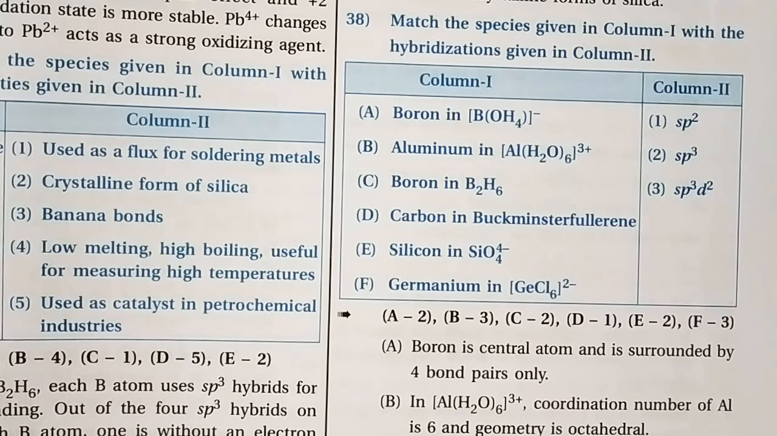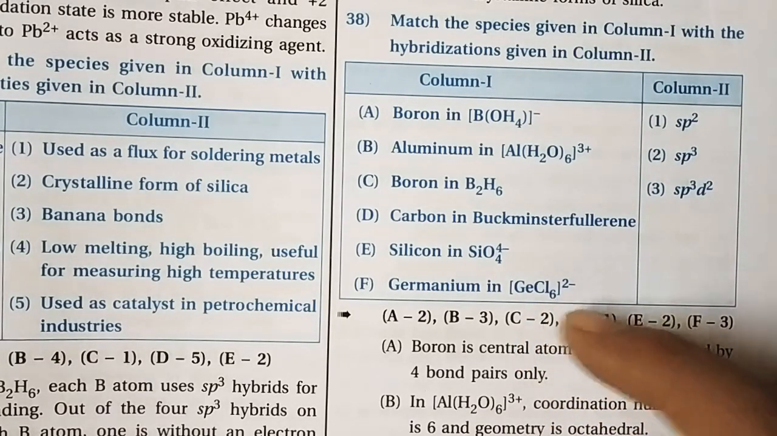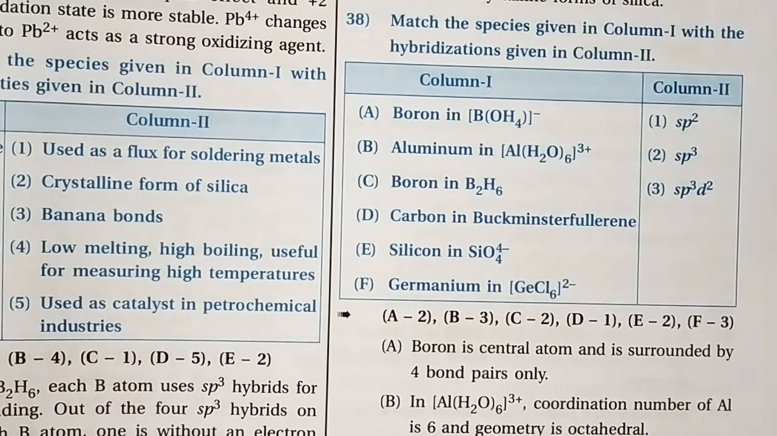E. Silicon in SiO4 4 minus. The basic structure of silicates is SiO4 4 minus, so it is tetrahedral in nature, so definitely sp3 hybridization. And germanium in GeCl6 2 minus. You know that the coordination number is 6 because germanium is attached with 6 chlorine atoms, so sp3d2 hybridization.